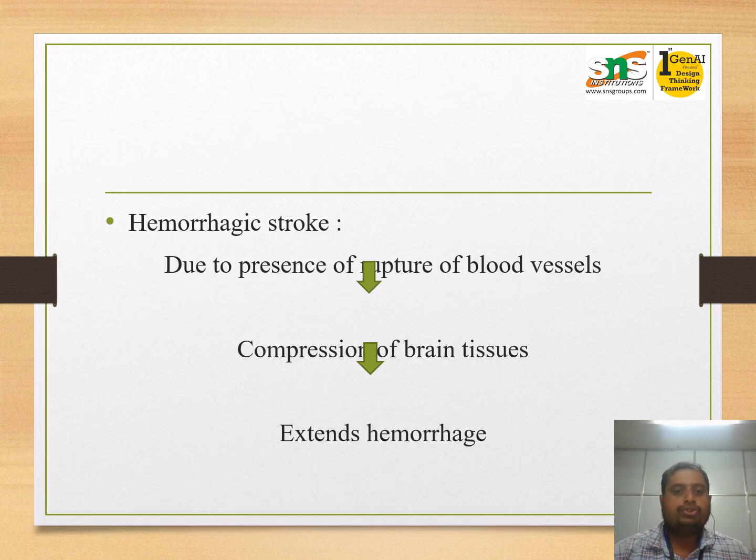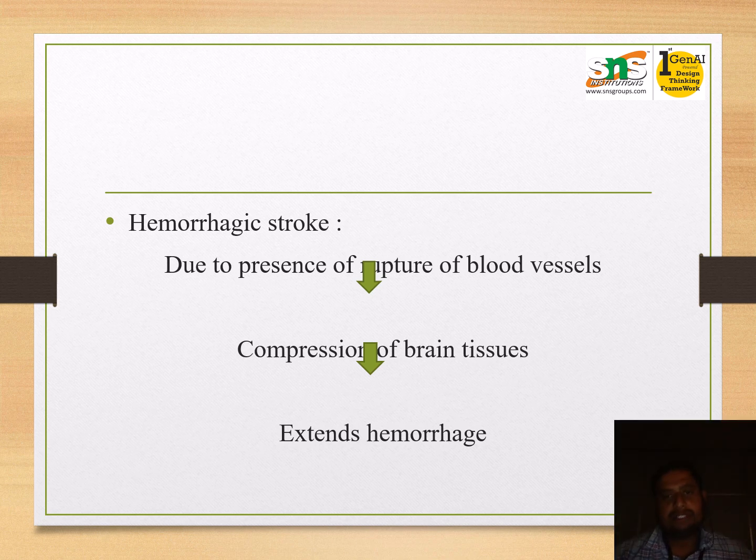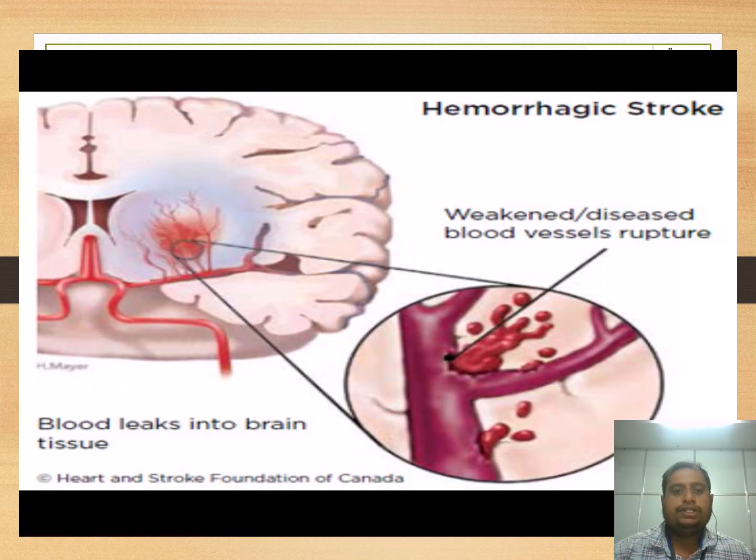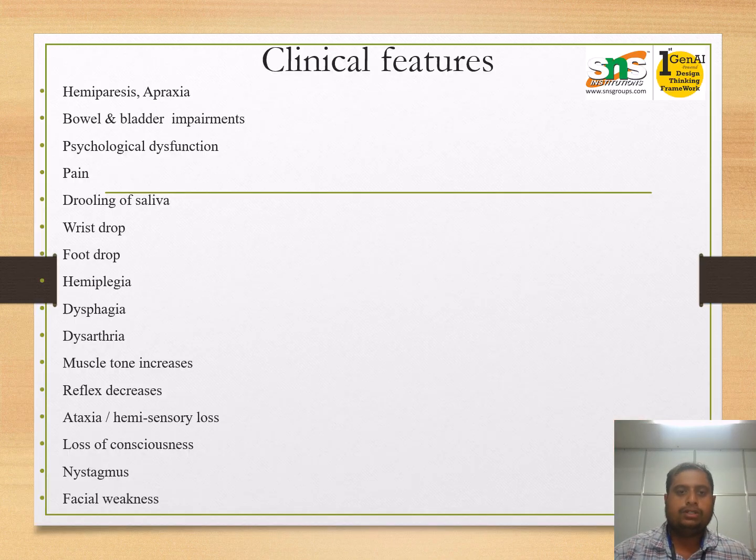The blood can't enter that area, so it becomes the ischemic stroke. In the hemorrhagic stroke, due to the presence of blood in the vessels, compression of brain tissues occurs, and it extends to the hemorrhage. The hemorrhagic stroke picture shows that clearly: the weakened or diseased blood vessel getting ruptured.